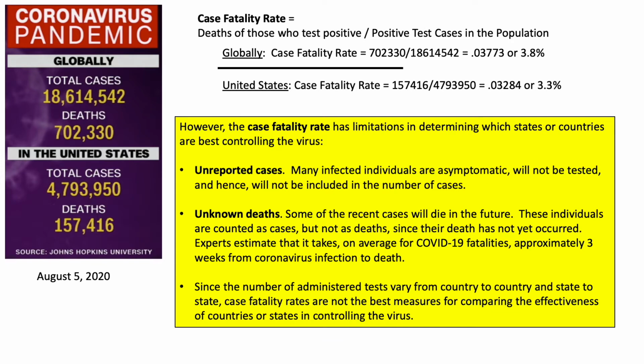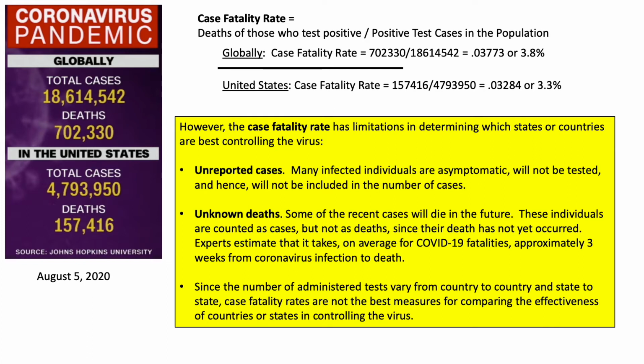Now, the case fatality rate has limitations. First of all, there are many unreported cases. As you may have heard, between 40 and 50% of all of the cases are asymptomatic. That means individuals have the virus but are not experiencing any of the symptoms like frequent headaches and fevers and feeling tired all the time. And because those individuals are asymptomatic, they probably will not go down and get a test. And so they are one of the unreported cases.